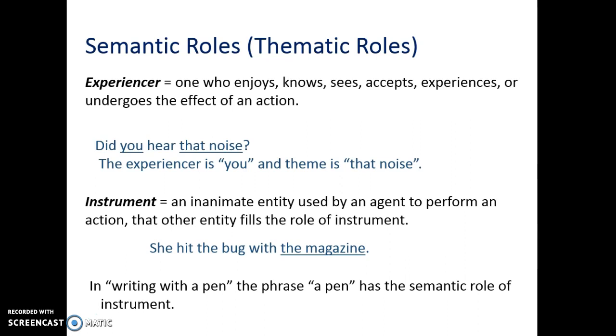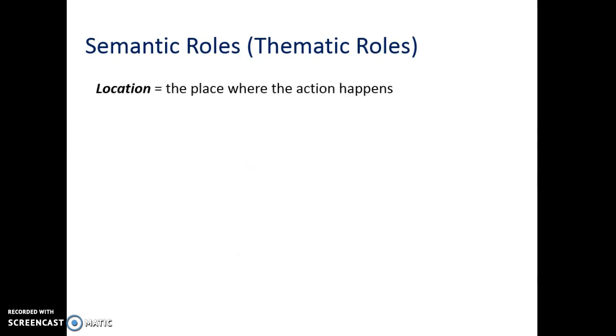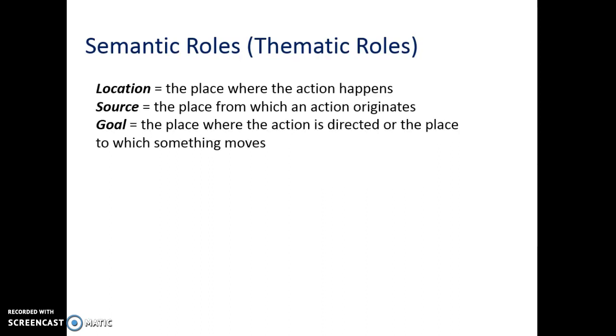In the phrase writing with a pen, the phrase a pen has the semantic role of an instrument. For example, he is writing with a pen. It's the pen which is the instrument, not the writing. Alright, okay. Location, the place where the action happens. Source, the place from which an action originates. Goal, the place where action is directed or the place to which something moves. Time, when an event took place.